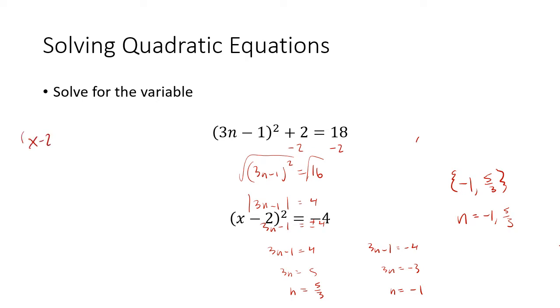x minus 2 quantity squared equals negative 4. The squared term is by itself already, so if we square root both sides, we get the absolute value of x minus 2 is equal to the square root of negative 4. Can we do that? I mean, yeah, we can.